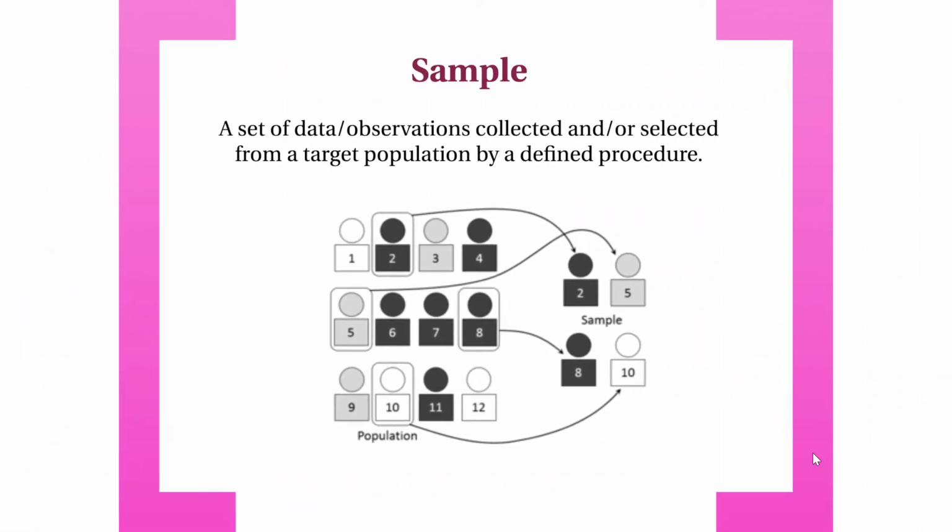Next, you have your sample, and this is the set of data or observations that are collected or selected from the target population using a defined procedure. So you start with your entire population, then you define your target population, and then using the various methods that we're going to talk about later in the week, you select your sample from within that target population.